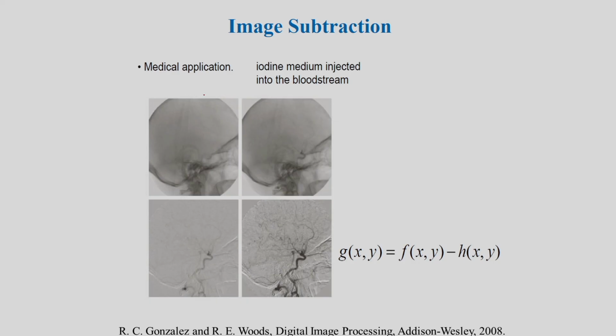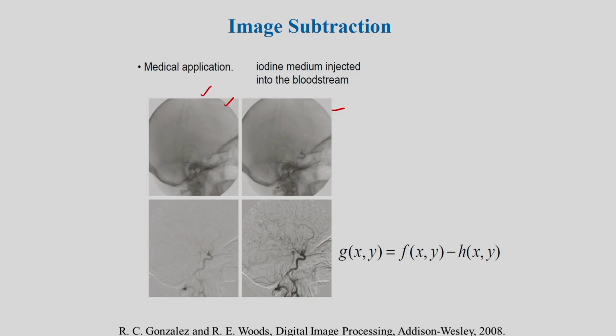So suppose this is my input image, and suppose I want to determine the locations of the arteries and the veins. So for this I am injecting iodine into the blood stream. So iodine medium is injected into the blood stream. And in this case, if I do the subtraction between these two images, this is the first image and this is my second image.